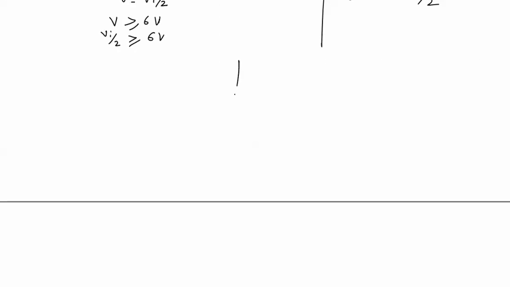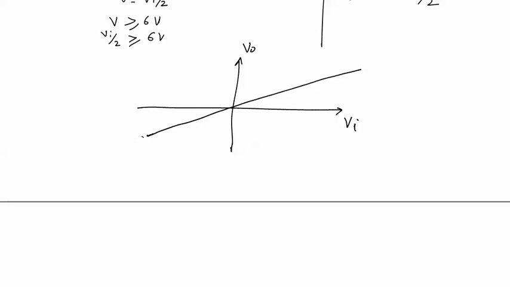Now we'll draw the transfer characteristics for this Vi and this V naught. For all values of input voltage, output equals Vi by 2, which is a straight line with a slope of 1 by 2. This is the transfer characteristics for this.